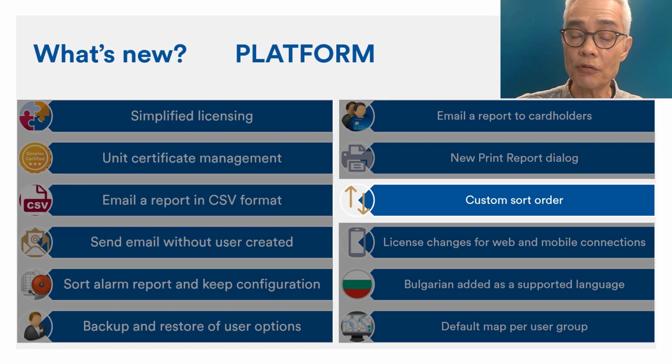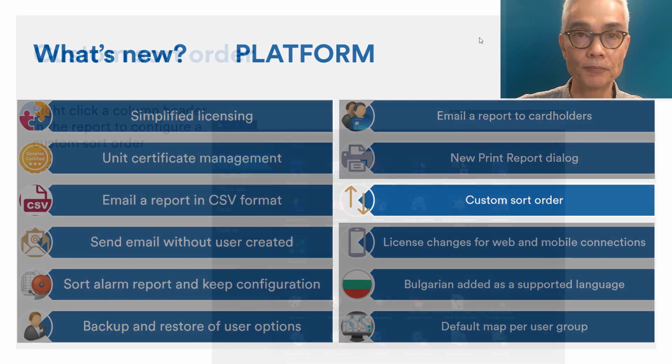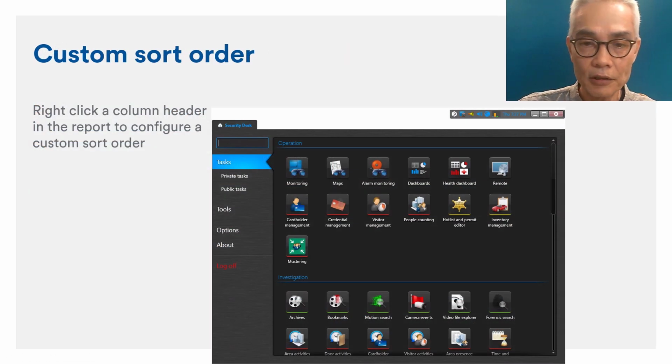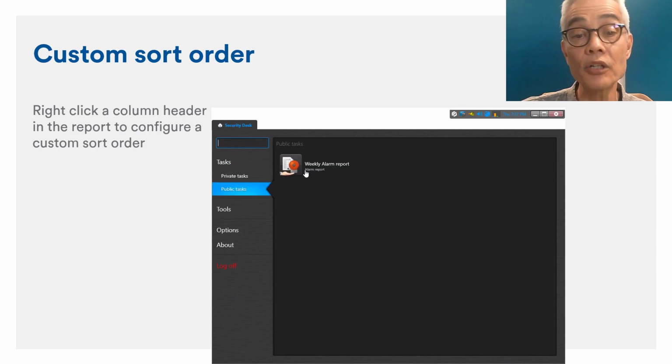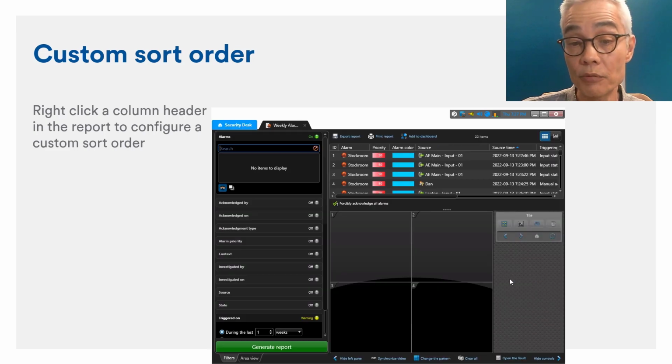And the next new feature is the ability to apply custom sort orders on reports. So let's take a look at how this new custom sort order feature works. We'll need a report to work with. I do have one that's saved here, my weekly alarm report. So let me just launch my weekly alarm report, and here's how we apply the custom sort order.